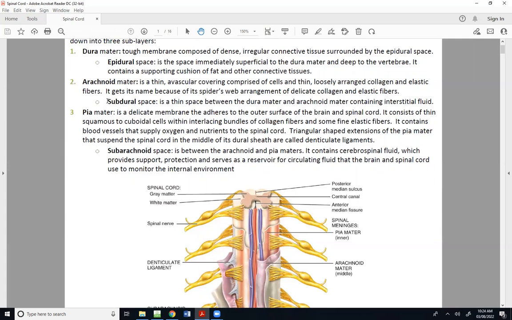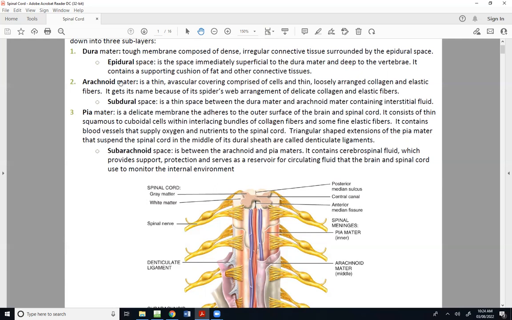Deep to the dura mater is the arachnoid mater. If you don't know what arachnoid is, maybe you know what an arachnid is, which is a fancy term for anybody know? Spider. And I'll explain why we call this the spider mother. It's a thin avascular covering. Once again, avascular means doesn't receive blood flow. It's composed of cells and thin, loosely arranged collagen and elastic fibers. Here's why it's called the arachnoid mater. It gets its name because of its spider web arrangement of delicate collagen and elastic fibers.